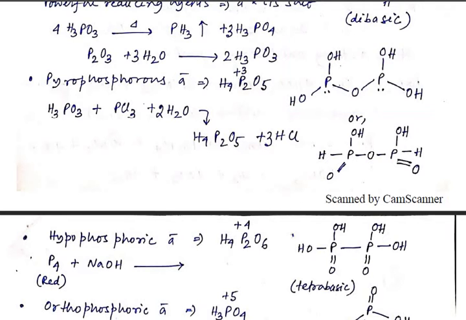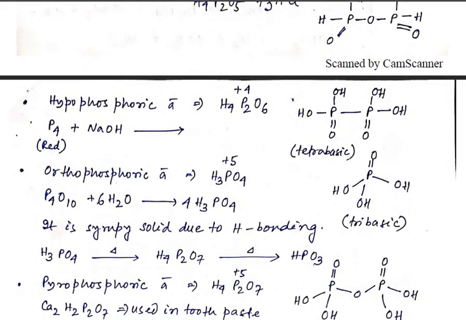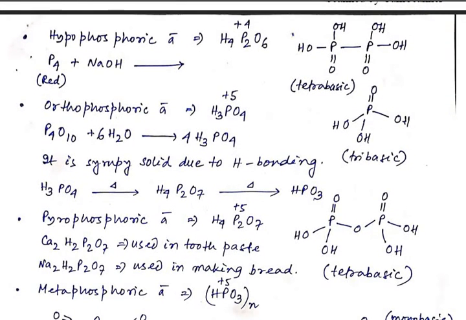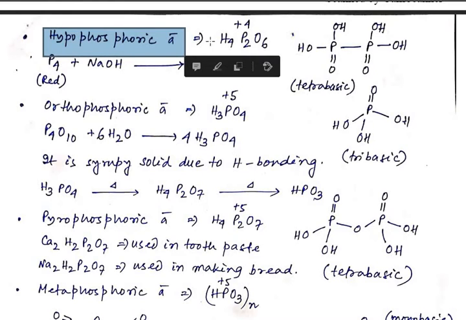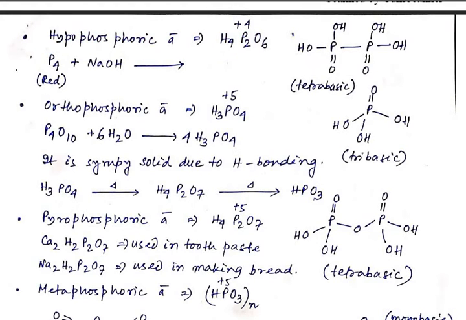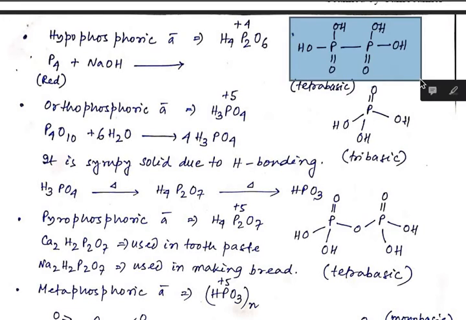Okay, the next one is hypophosphoric acid. So what is the formula? The formula of that hypophosphoric acid is H4P2O6, and the oxidation number of phosphorus is +4. So the structure of hypophosphoric acid is here, and from that structure we can see that 4 OH groups are there. So obviously hypophosphoric acid is tetrabasic in nature.